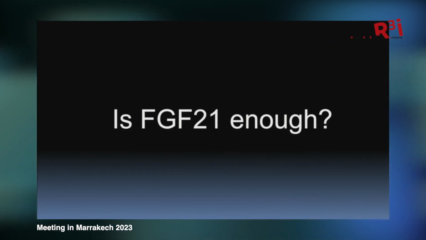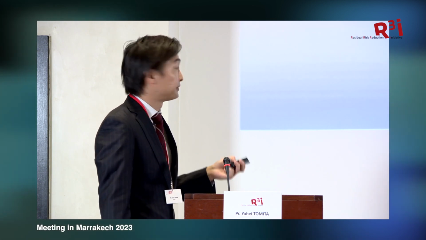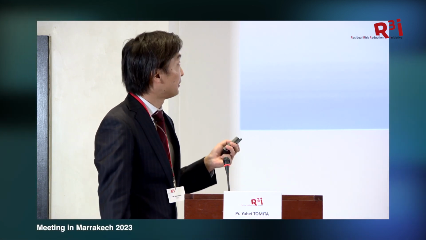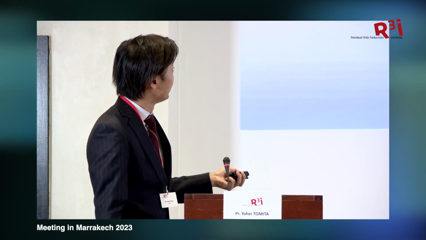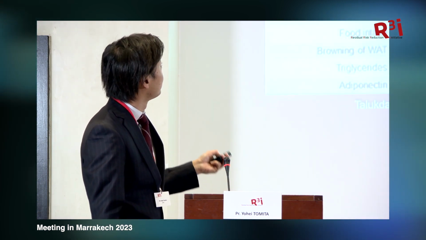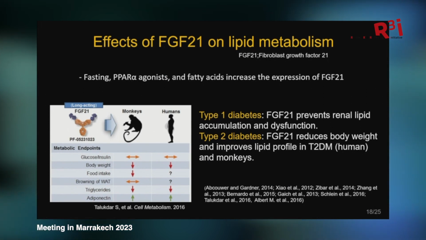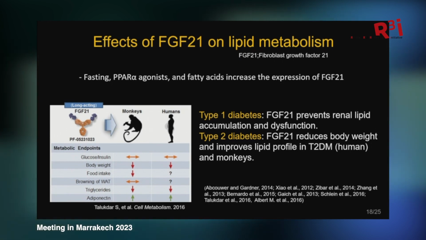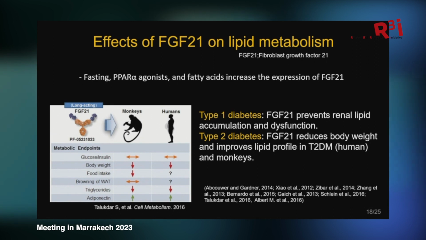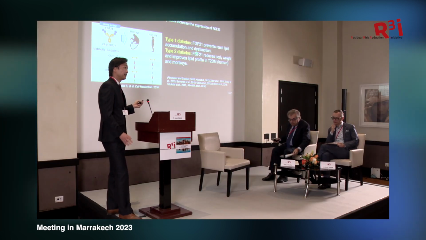But you may think, is FGF21 enough? So we also checked FGF21 function in the retina. So what is FGF21? FGF21 is fibroblast growth factor 21, which is one of the members of the FGF family. And fasting, PPAR alpha agonists, and fatty acids increase the expression of FGF21, mainly in the liver.